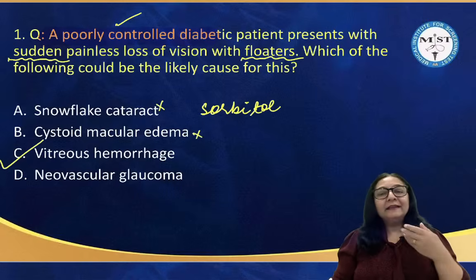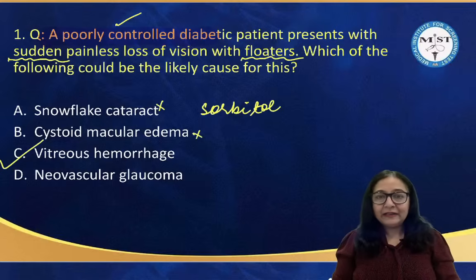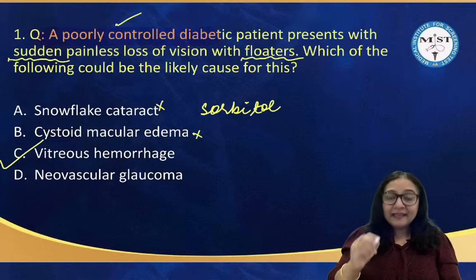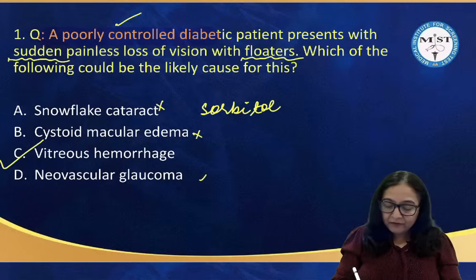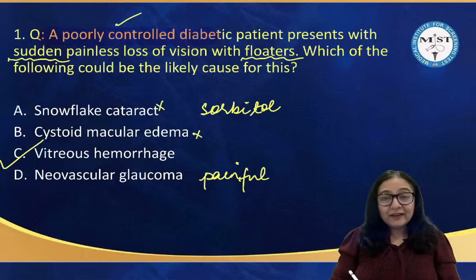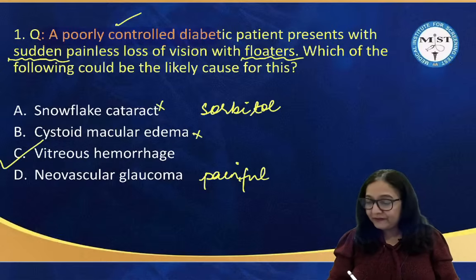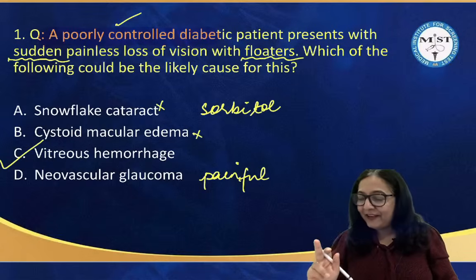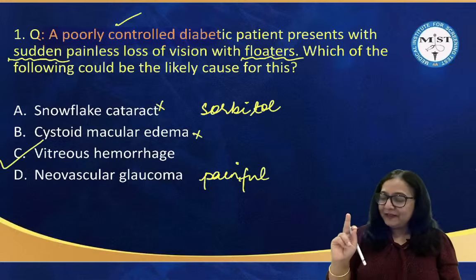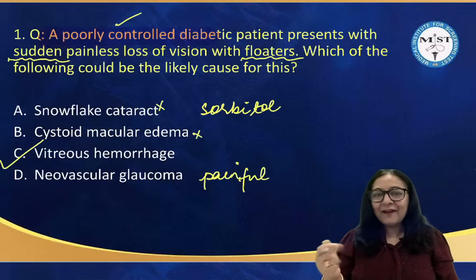Neovascular glaucoma, another complication of advanced diabetic retinopathy, but you see most of the time when the pressure is very high, the patient will have painful red eye, and again the visual loss is not sudden, it is progressive, and there are no floaters. Okay, so choice C, very good. Most of you have marked the answer right. So choice C, vitreous hemorrhage, is the right answer. I hope you are clear why it is so.